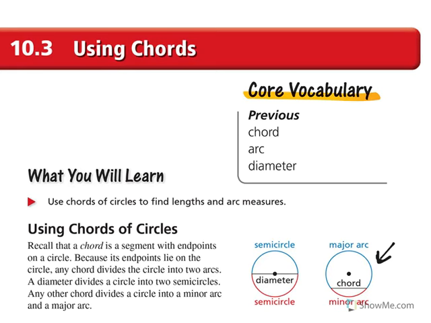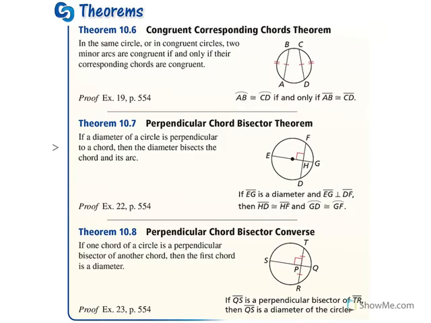And when that happens, it's going to split that circle up into what we call a major arc and a minor arc. A diameter splits that circle into two semicircles, so it's cutting it right in half. And so with chords, we have a lot of different theorems that we can look at.